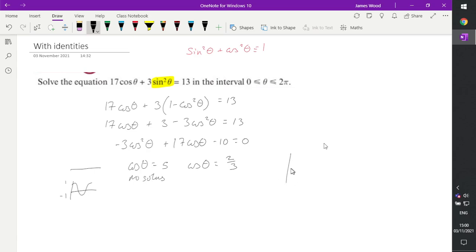Cos theta equals 2/3. Well, there are definitely going to be some solutions to that. 2/3 is here, so I'm expecting 2 solutions. So inverse cos of 2/3 gives 0.84. To find the next solution, I need to do 2 pi minus that, because this value here is 2 pi. So 2 pi minus that answer gives me 5.44. Those would be my solutions there.